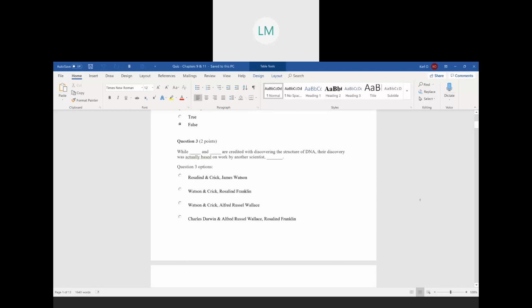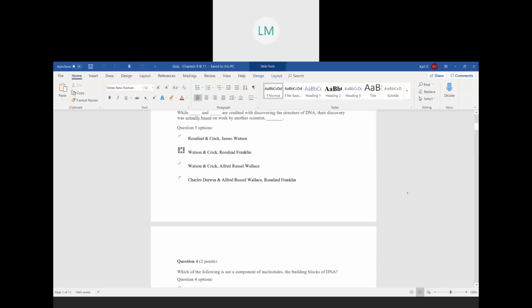Question number 3. So there are 2 scientists credited with discovering the structure of DNA. Their discovery, though, was actually based on work by another scientist. The scientists that are credited with discovering DNA are Watson and Crick. So that narrows us down to these 2 options here. And then their discovery is actually based on work by Rosalind Franklin. So that is the correct answer for this question. A lot of people said that Darwin and Alfred Russel Wallace were credited with discovering DNA. They are the ones who came up with the theory of evolution, so a different chapter for those 2 guys. Watson and Crick were our DNA scientists there, based on work by Rosalind Franklin.